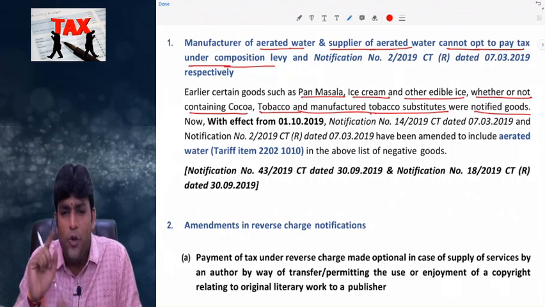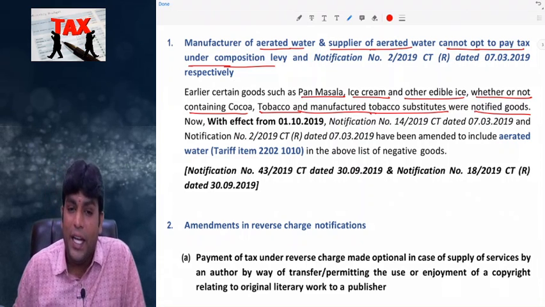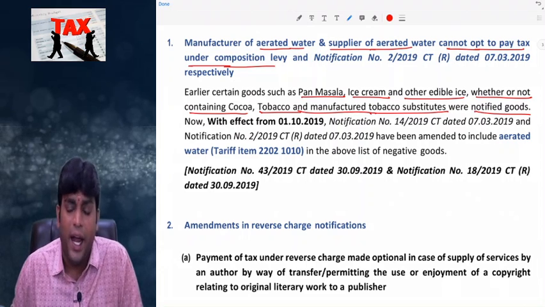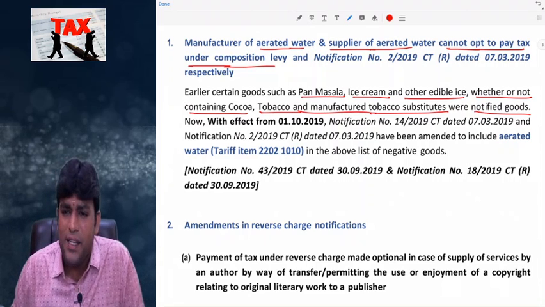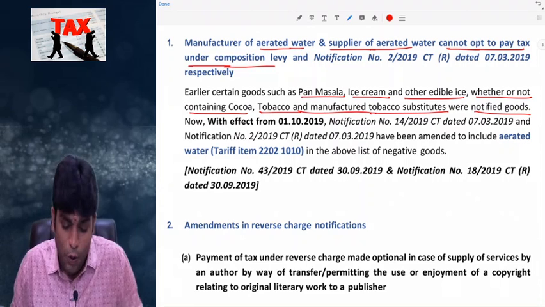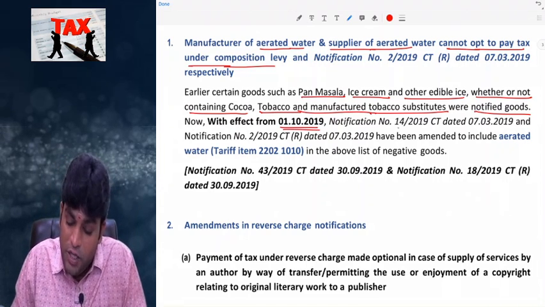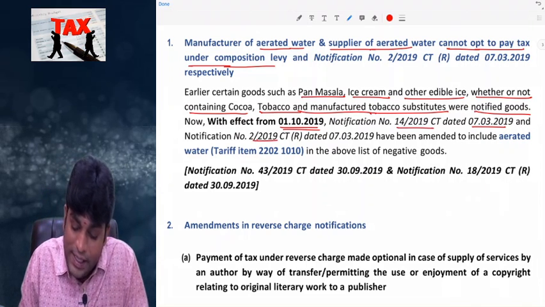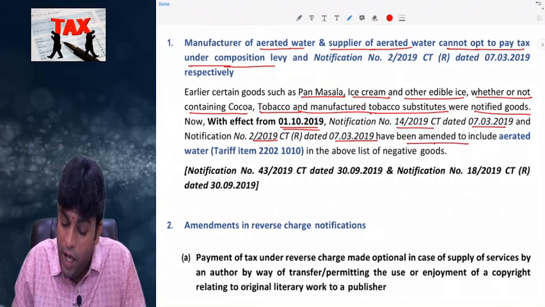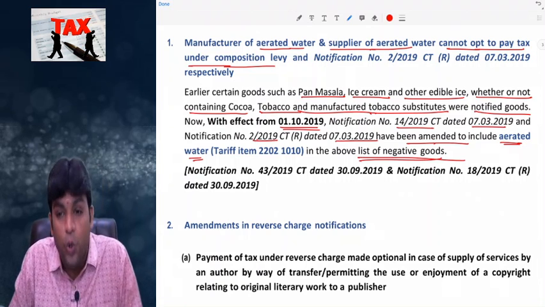I hope you remember notification 2 by 2019. Notification 2 by 2019 talks about if aggregate turnover during preceding financial year does not exceed 50 lakhs, then current year you can opt for this notification and pay tax at the rate of 3% plus 3%. See now, with effect from 1/10/2019, notification 14 by 2019 dated 7th March 2019 and 2 by 2019 7th March 2019 have been amended to include aerated water in the above negative list of goods.